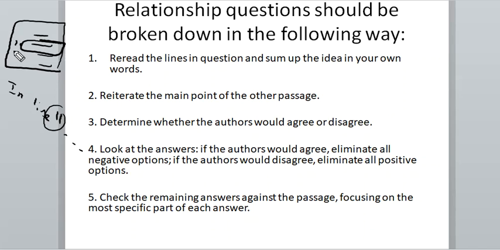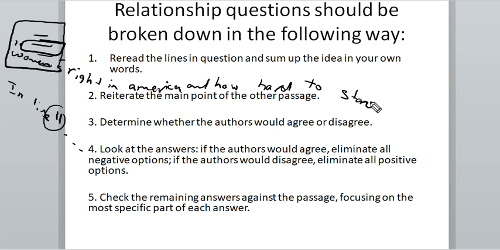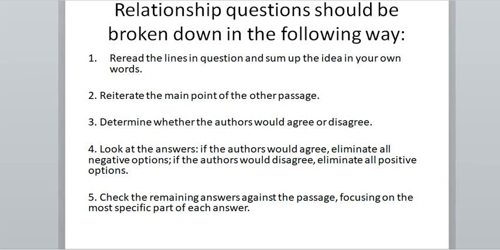For example, oh, so this sentence is talking about women's rights in America and how hard it was to stand for this cause back in the day. Okay. For example, something like that. Use your own words, it's fine, as long as you're understanding the text.